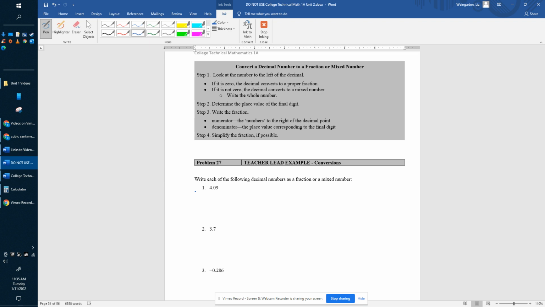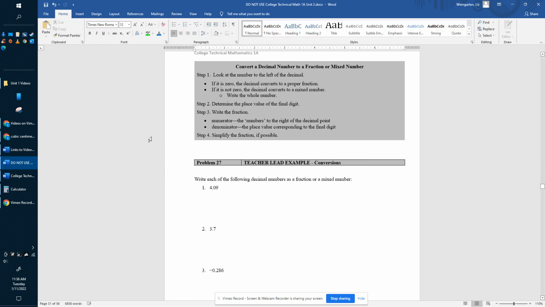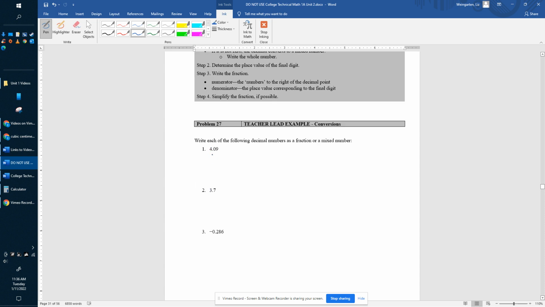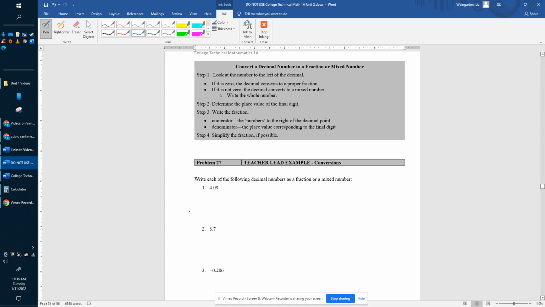Now let's convert each of the following decimal numbers as a fraction or mixed number. There are some steps to perform up here. I'm going to go ahead and work these examples following the steps above. I'm not going to read through them. These steps are for your benefit only if you need to look back and figure out how to perform these. So we are going to look at number 1. Write the following decimal as a fraction or mixed number. Anything that has anything that's not a 0 in the ones place is going to be a mixed number.